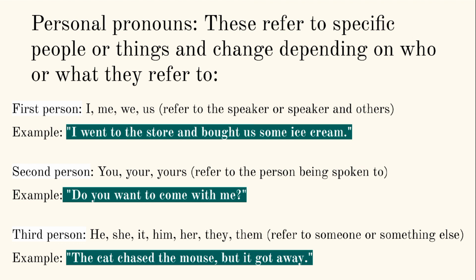For first person, I went to the store and bought some ice cream. Second person example, do you want to come with me? Third person example, the cat chased the mouse but it got away.